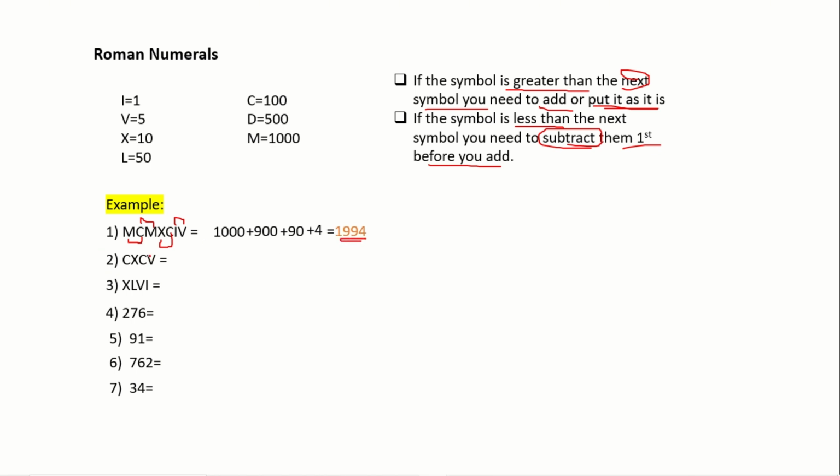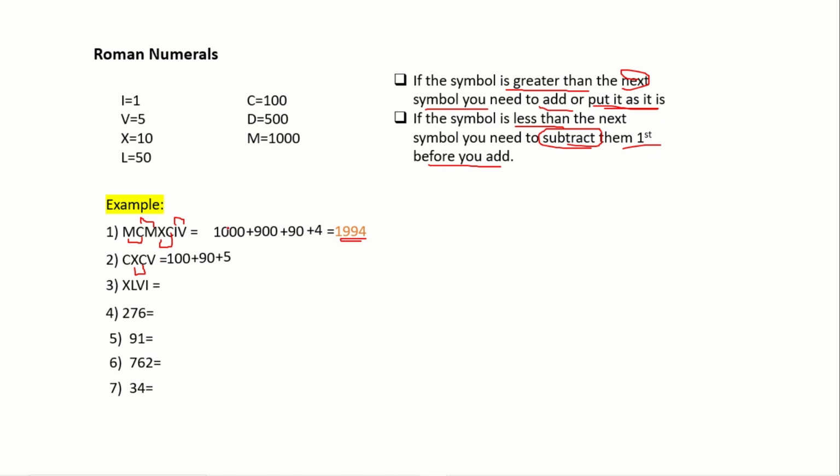Next, number 2. Again, what is the value of C here? Yes, that's right. It is 100. 100 is greater than X, which is 10. So we need to put it as it is, 100 here. The next, X and C. X is less than C, which is 100. So we need to subtract them first, which becomes 90, before we add here. Then we just need to copy the V here, which has a value of 5.